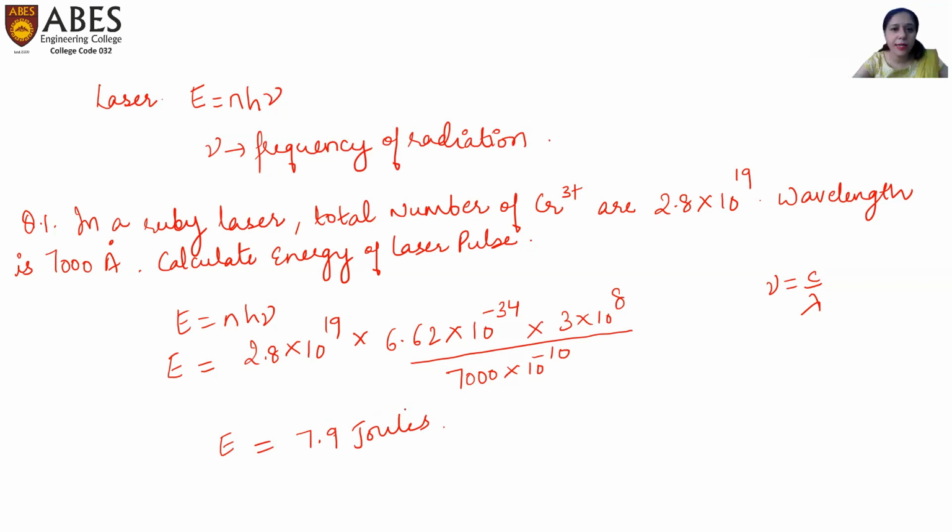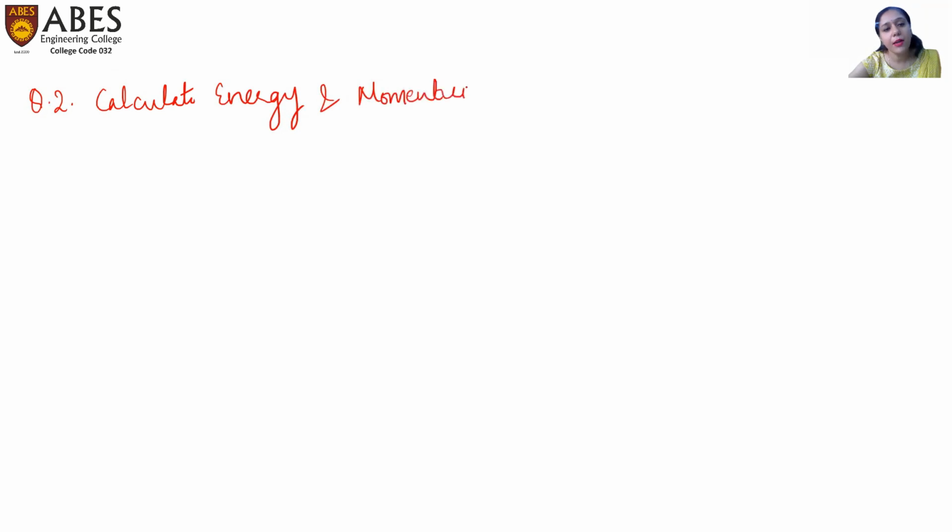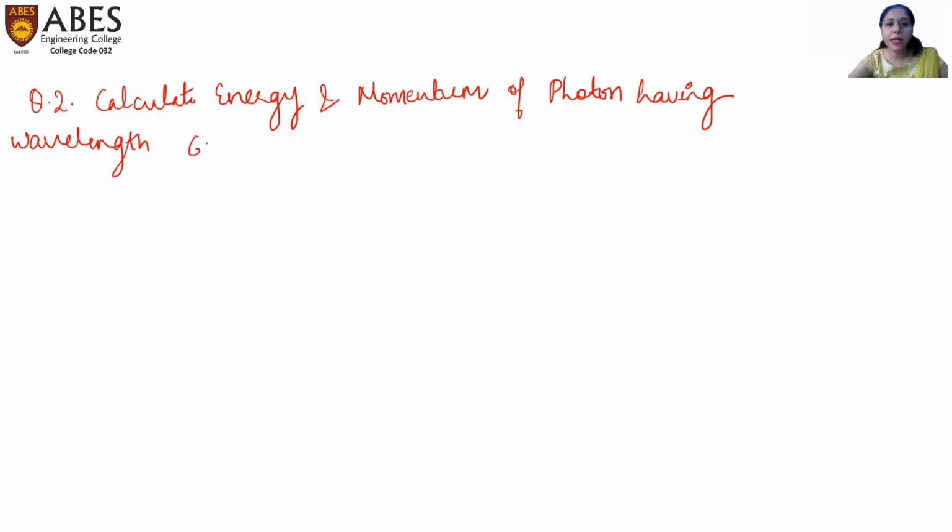Coming to the next question, let's change my slide. Question number 2. Again, we have to calculate energy. Along with this, we have to calculate momentum also this time. Calculate energy and momentum of a photon which is having a wavelength of 6328 angstrom.